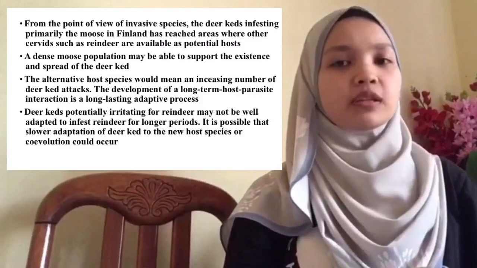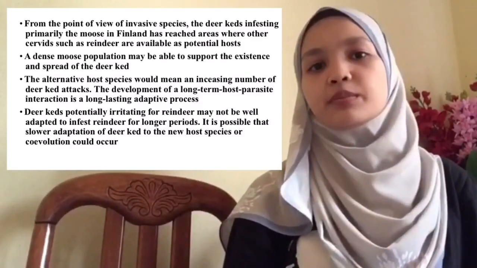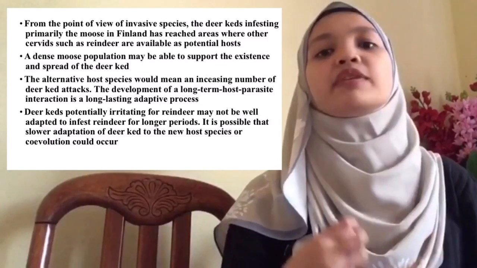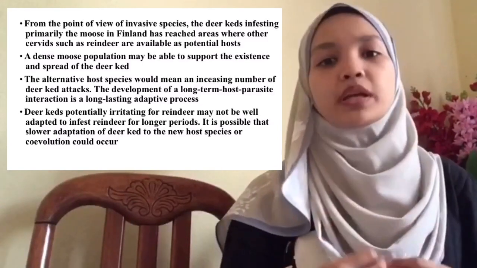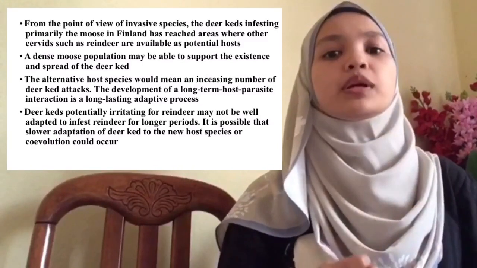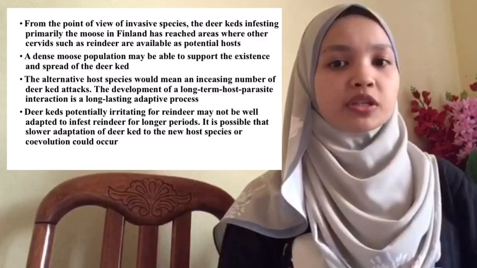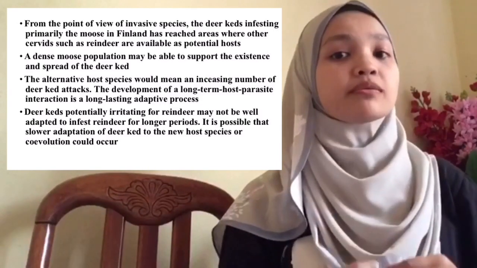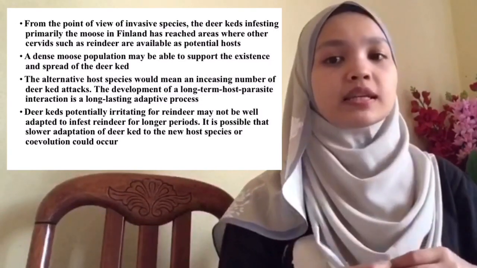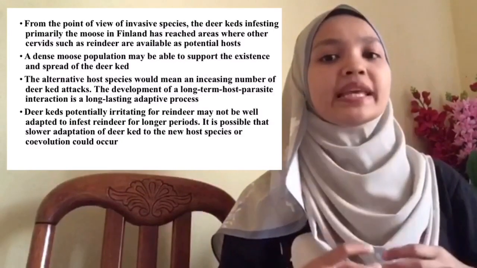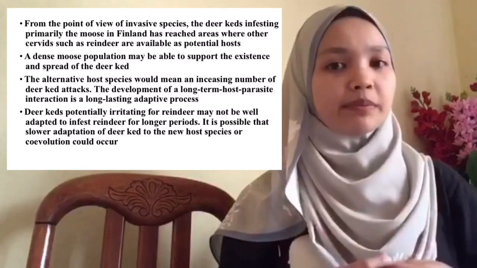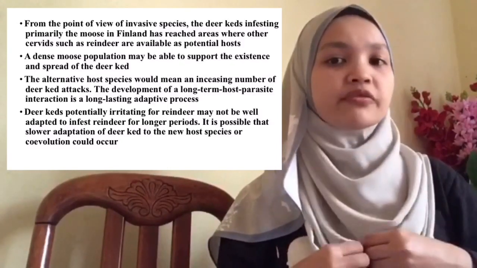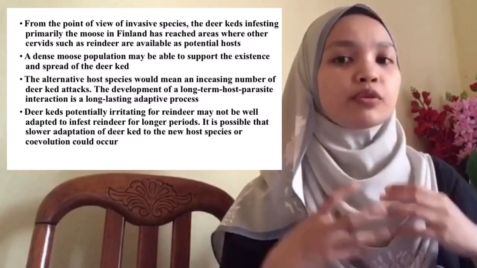From the point of view of invasive species, the deer ked, infesting primarily the moose in Finland, has reached areas where other cervids such as reindeer are available as potential hosts. Dense moose populations may be able to support the existence and spread of the deer keds. An alternative host species would mean an increasing number of deer ked attacks. The development of a long-term host-parasite interaction is a long-lasting adaptive process. Deer keds, potentially irritating for reindeer, may not be well adapted to infest reindeer for longer periods. It is possible that slower adaptation of the deer ked to the new host species or co-evolution could occur.